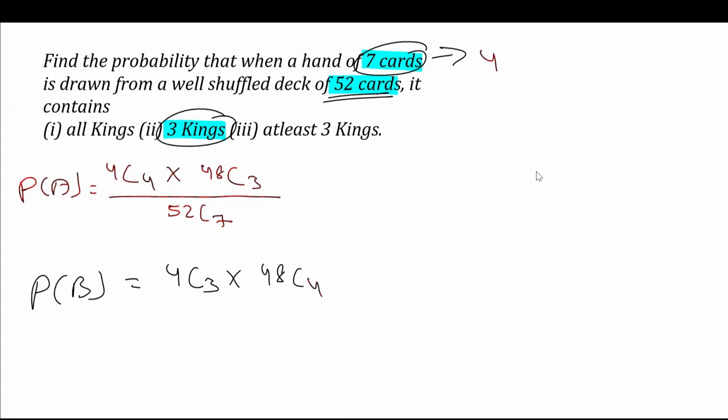So let's understand this again. We need 3 kings out of 4 kings, and altogether there were 7 cards we have to take out. So since we have taken out 3 cards, 4 more have to be taken out from non-king. Well, the total possible ways remain the same: from 52 cards, we have to take out 7 cards. Now the next case is what?